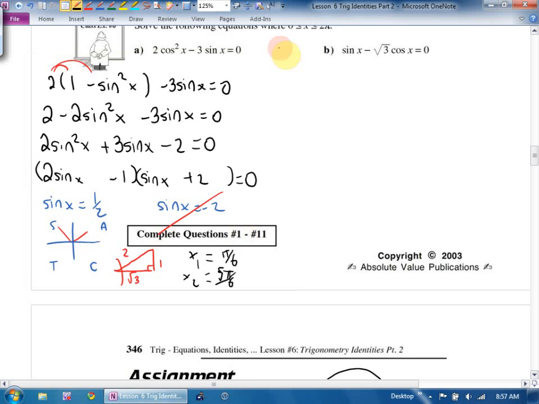Let's try B. Sine x minus root 3 cos x equals 0.